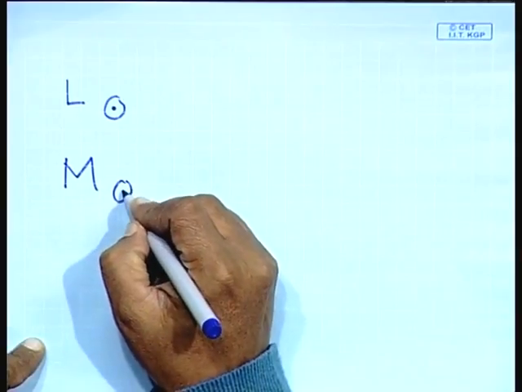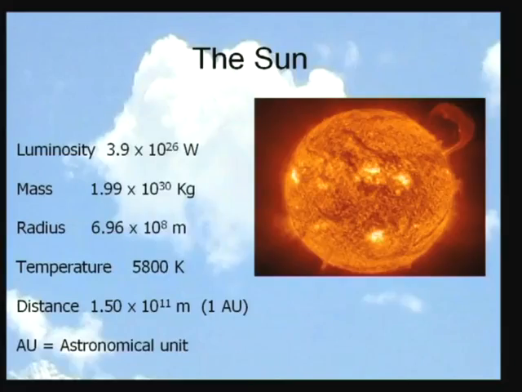It shall be denoted by M sun, the mass of the sun, and this has a value 1.99 x 10^30 kg. The radius of the sun is 6.96 x 10^8 meters. So, light takes approximately 2 seconds to travel from the center of the sun to the periphery if it were to travel in a straight line. That gives you an idea of the size of the sun.